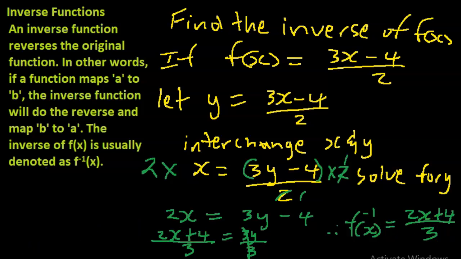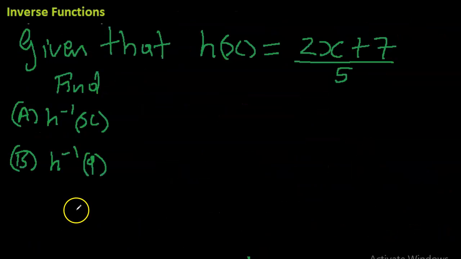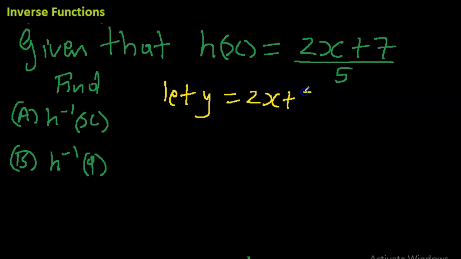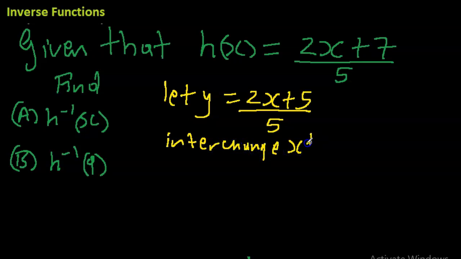Let's do another one. Alright, here we have another problem. Given that h of x is 2x plus 7 over 5, find h inverse x and h inverse 9. So, let y be equal to 2x plus 7 over 5. So let y be equal to whatever the function is. Interchange x and y. Meaning, where you have y, you put x, and where you have x, you put y.